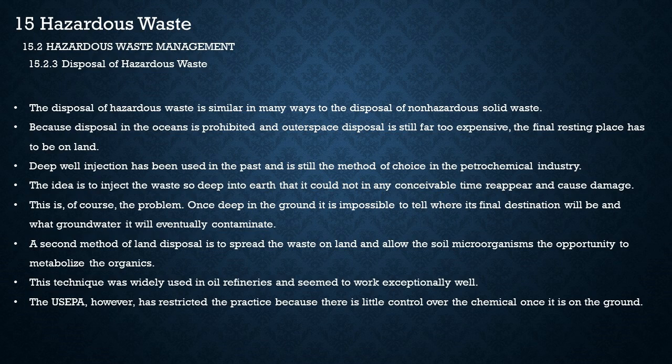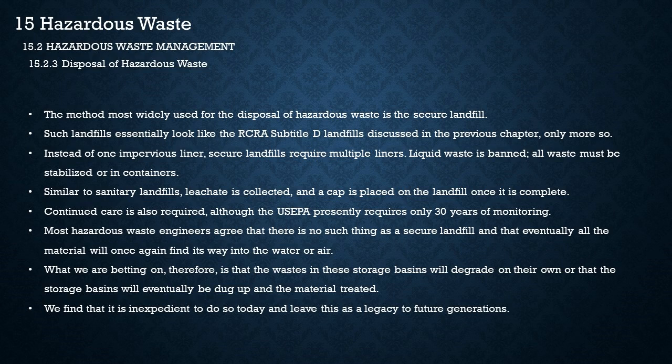Once deep in the ground, it is impossible to tell where its final destination will be and what groundwater it will eventually contaminate. A second method of land disposal is to spread the waste on land and allow the soil microorganisms the opportunity to metabolize the organics. This technique was widely used in oil refineries and seemed to work exceptionally well. The U.S. EPA, however, has restricted the practice because there is little control over the chemical once it is on the ground. The method most widely used for the disposal of hazardous waste is the secure landfill.